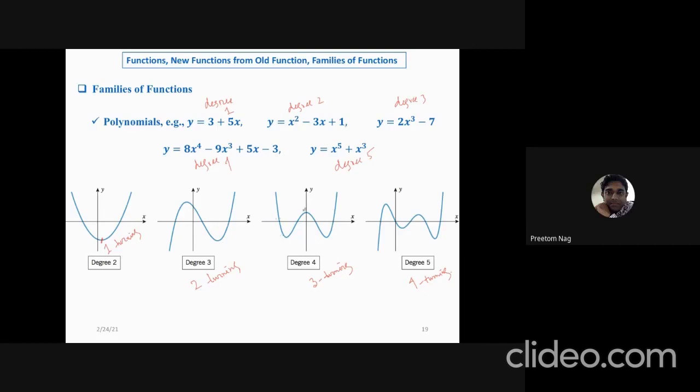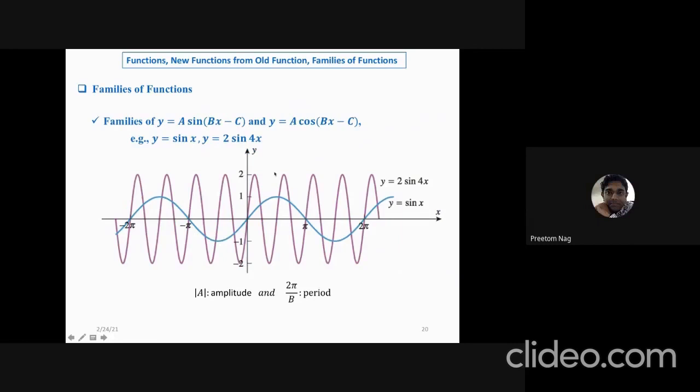Regardless of the number of turning points, I think all of you know about domain and range. For these polynomial functions, since they are continuous functions, the domain is the set of all real numbers, and the range is also the set of all real numbers.